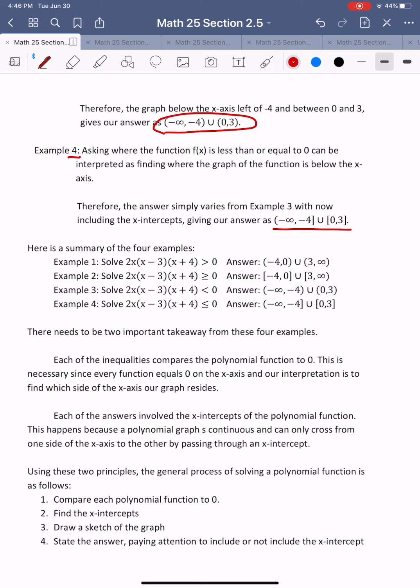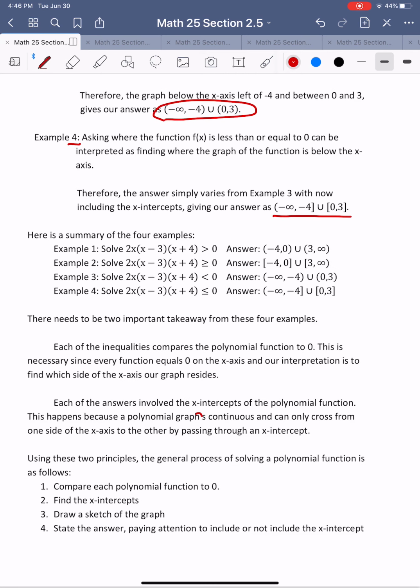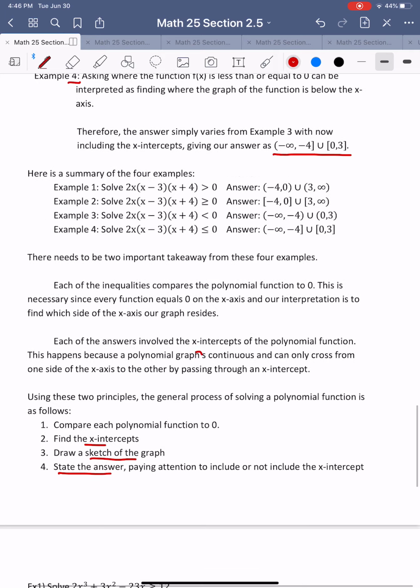Second, each of the answers involves the x-intercepts of the polynomial function. This happens because polynomial graphs are continuous, and they can only cross from one side of the x-axis to the other by passing through an x-intercept. So using these two principles, the general process of solving a polynomial inequality is as follows. Number 1, compare the polynomial function to 0, find the x-intercepts, draw the sketch of the graph, and then sketch the answer, paying attention to whether to include the x-intercepts by the equal sign.